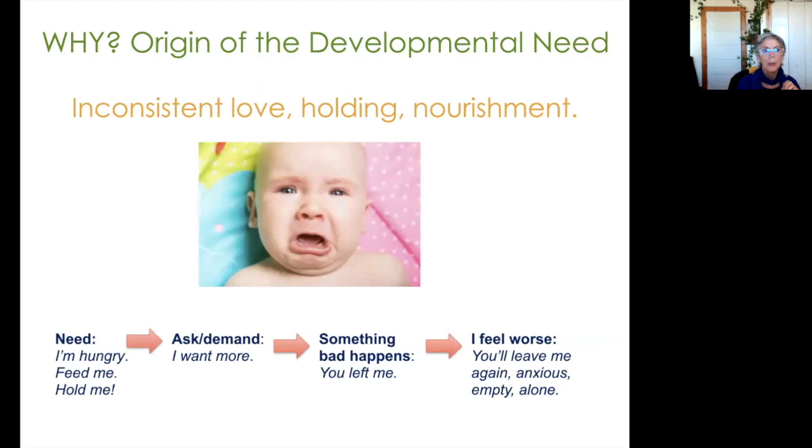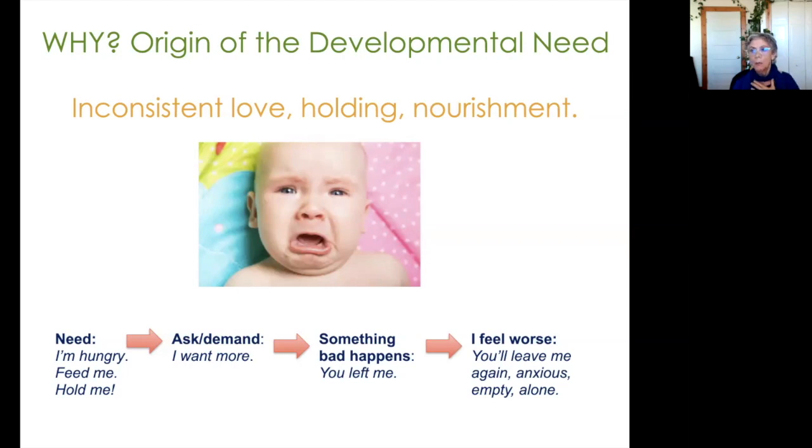So what happened? There was a developmental need that wasn't met, and there was inconsistent love, inconsistent holding, and inconsistent nourishment. So for parents, say, for example, who didn't have their kids on a predictable schedule for eating, for nap time, for cuddling time, for bedtime, this created an insecurity in that child, in that baby. So the core need is, I'm hungry, feed me, hold me. And they have an innate, we have an innate survival need, ask, and demand. I want more. I want more than what you're giving me.